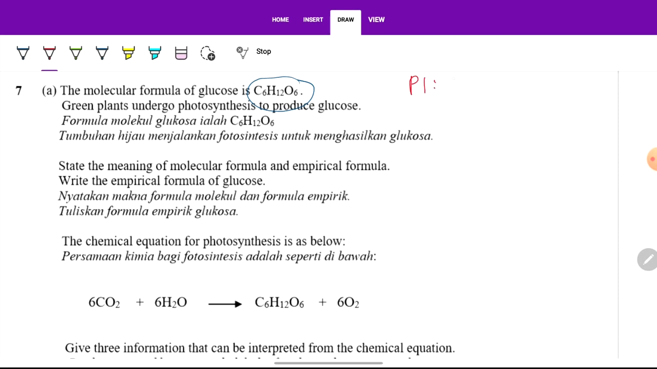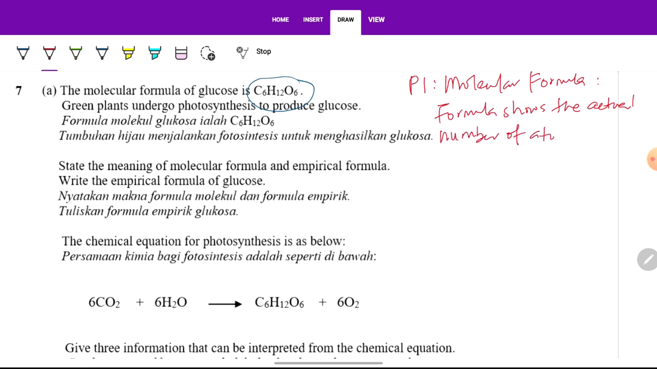So we mention the molecular formula. It is the formula that shows the actual number of atoms of each element in the compound. Okay. Then point number 2, the empirical formula.